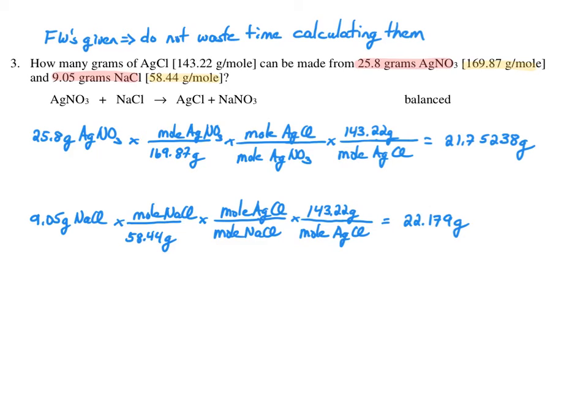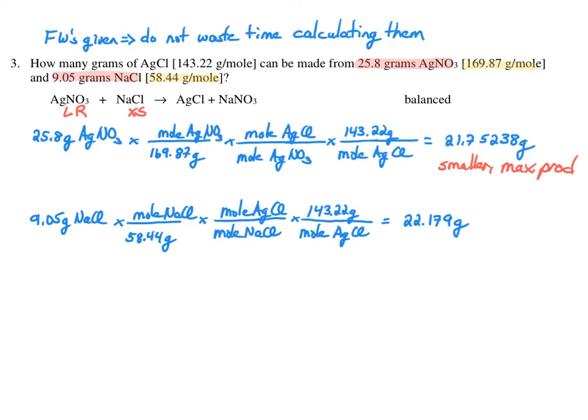Let's compare the amounts. We need to choose the smaller of the two amounts as our max product. This is the smaller amount. It's our max product. We have to choose the smaller amount because we would run out of limiting reagent before we produce this much. The reagent that leads to the max product is going to be our limiting reagent. The other reagent is our excess reagent.